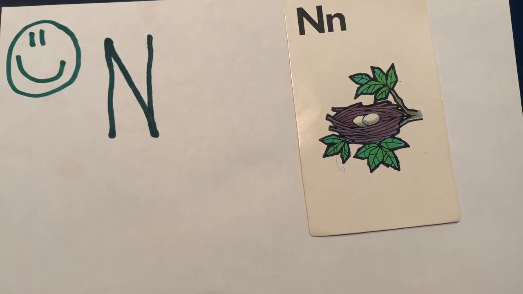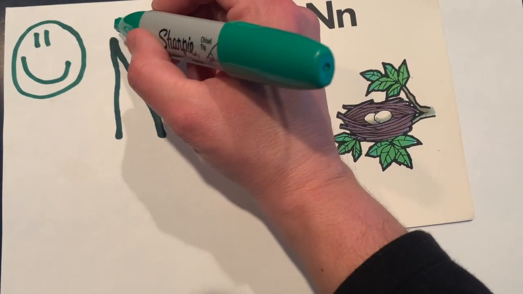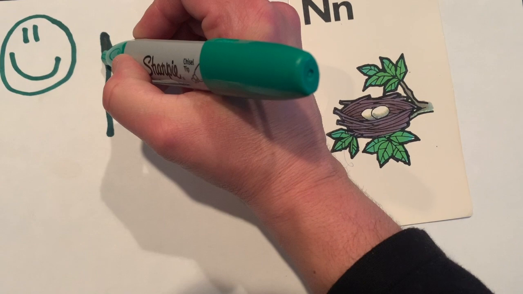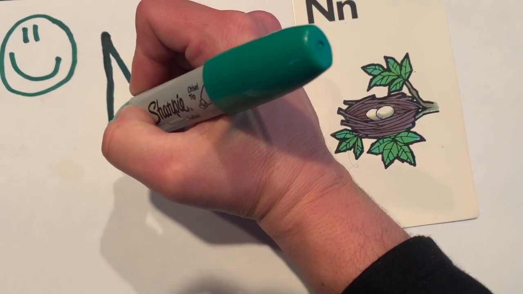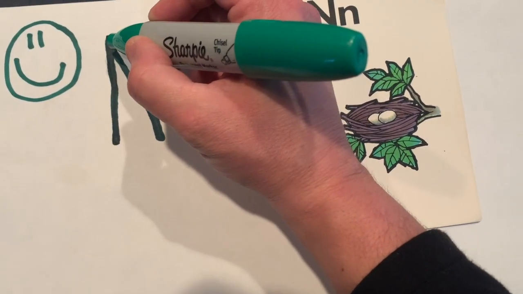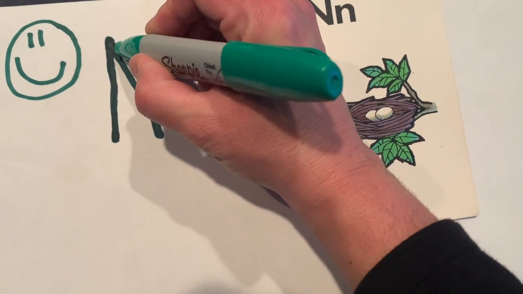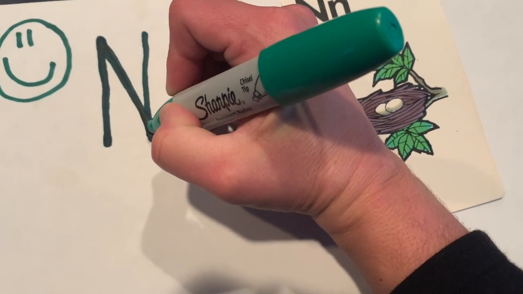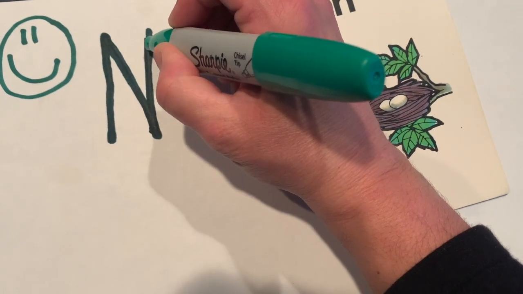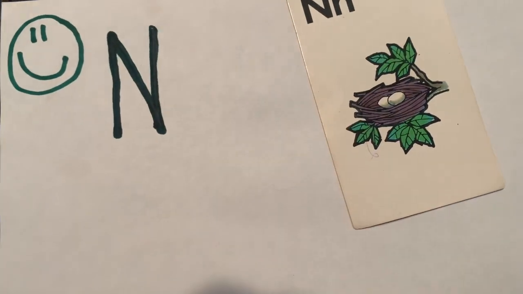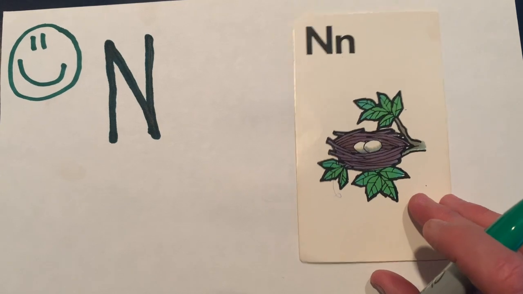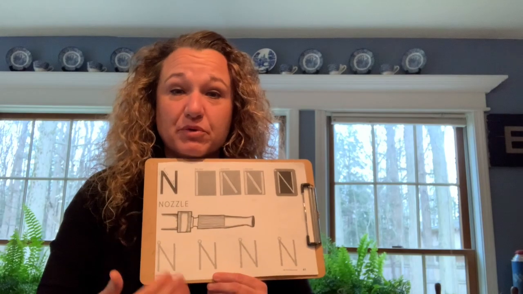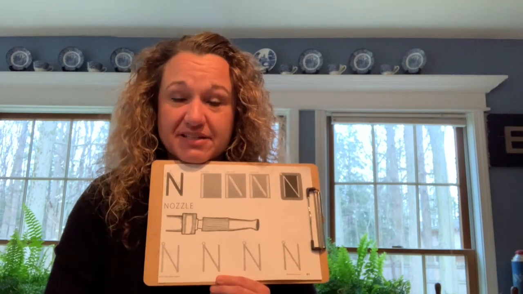Let me show you again. You start at the top. You make a big line down, jump back up to the top, slide down like you're sliding on a slide, and then you come straight back up and stop. That is the letter N. N. Now we're going to move to our N sheet.